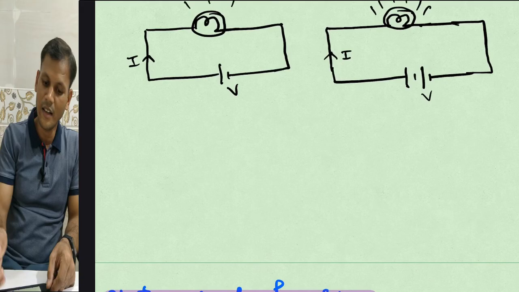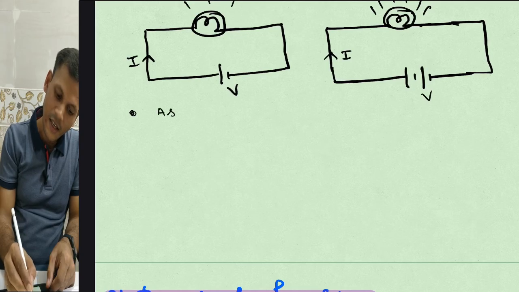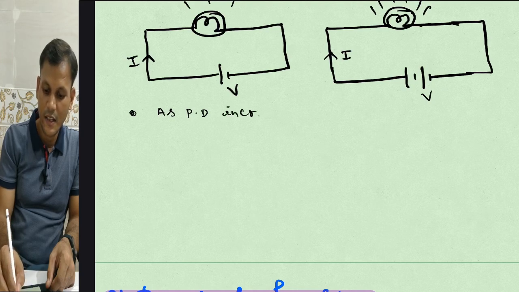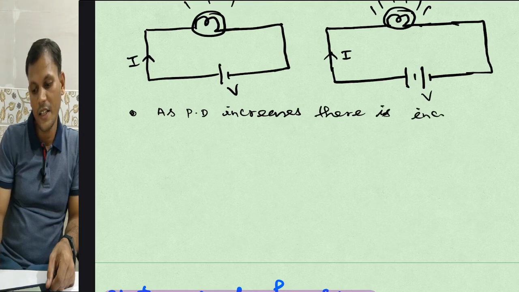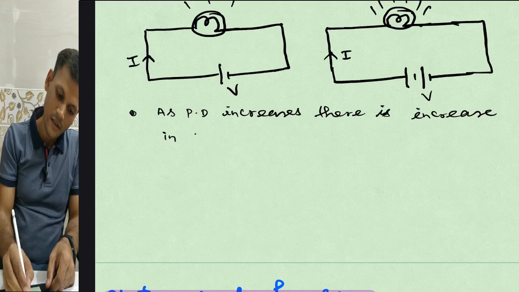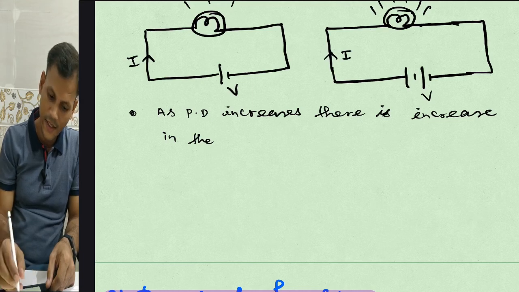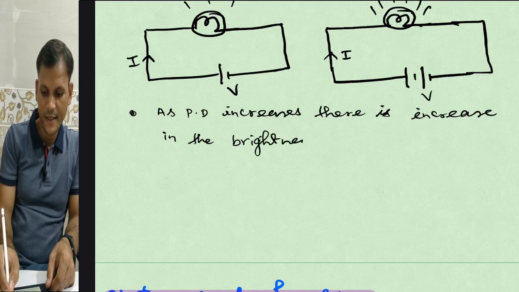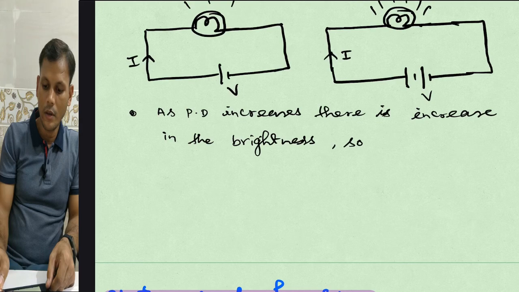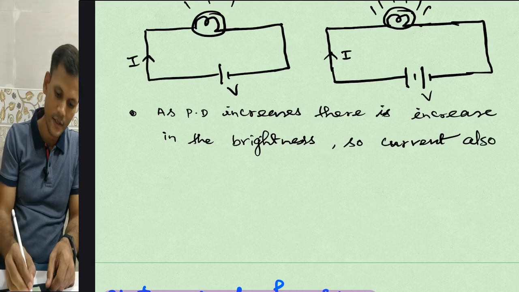So we can write the conclusion of the observation here. As the potential difference increases, there is an increase in the brightness, so the current also increases.